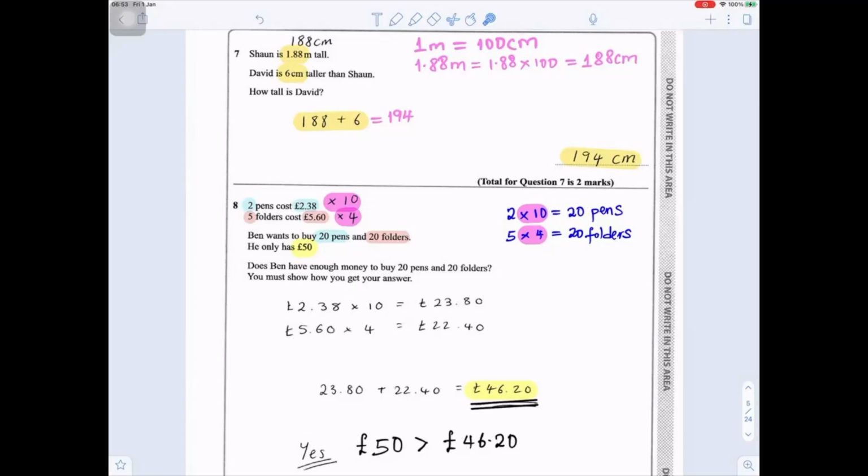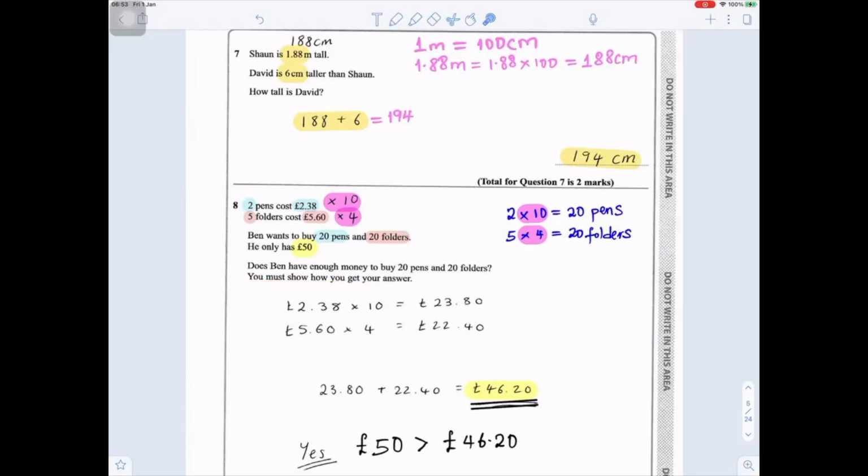2 pens cost £2.38. 5 folders cost £5.60. Ben wants to buy 20 pens and 20 folders. He only has £50. Does Ben have enough money to buy 20 pens and 20 folders? You must show how you get your answer. That's very, very important.